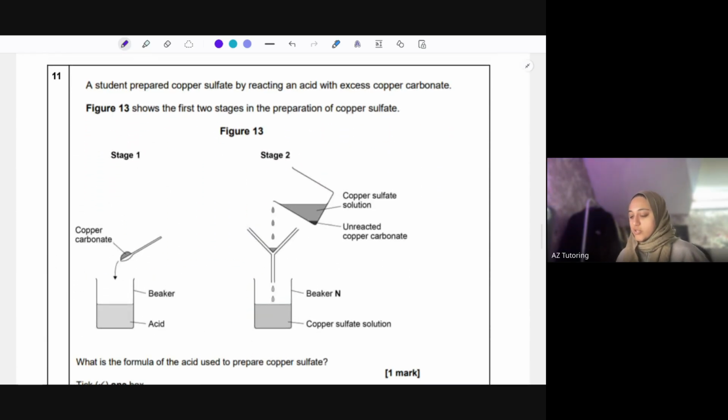Question 11. A student prepared copper sulfate by reacting an acid with excess copper carbonate. Whenever something's reacted in excess, it's basically because they want the reaction to fully complete. So they're reacting the acid with excess copper carbonate because they want the acid to fully react. That's the reason why they're doing it.